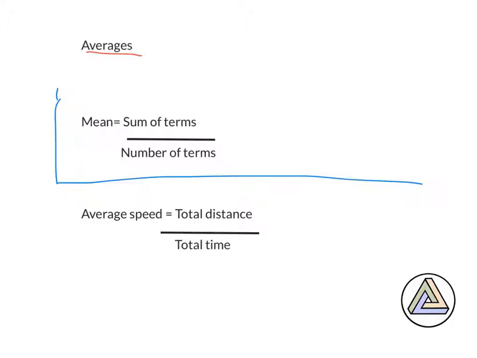Average speed, a little bit less known to the average student, no pun intended. Average speed, total distance over total time. So let's cover each of these. I'm going to provide an example for each of these. Let's start with this one. So let's say we have test scores of, let's see, 84, 90, and we'll say 91.